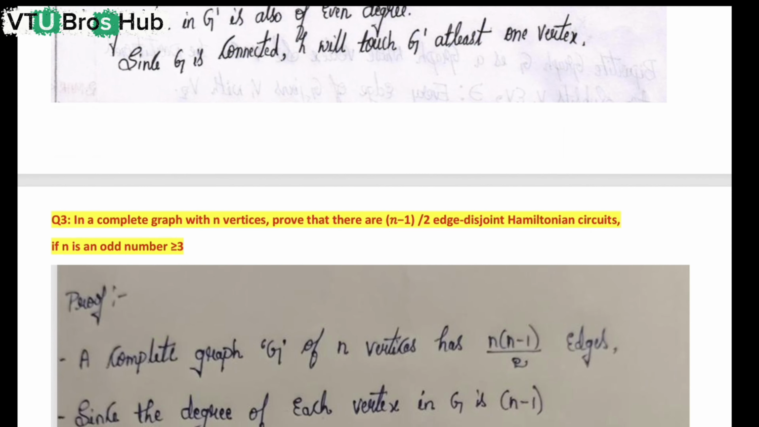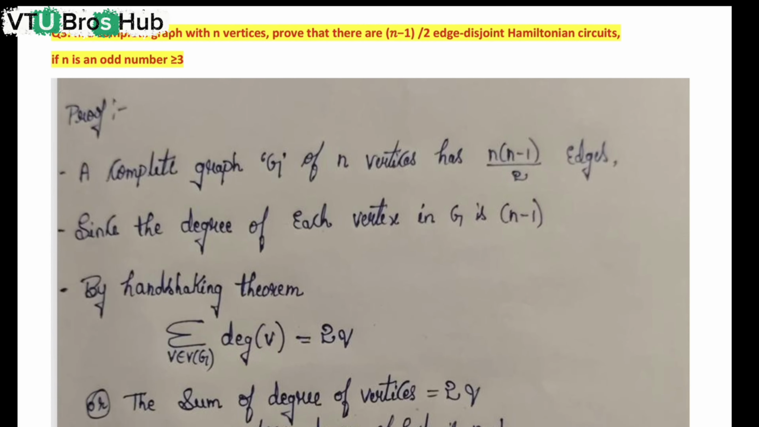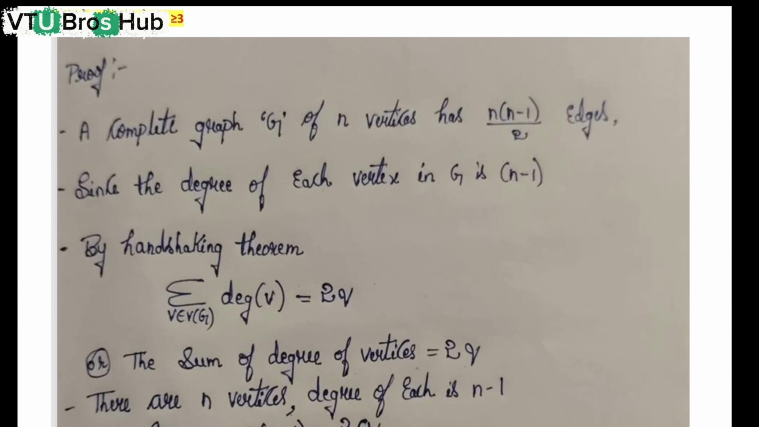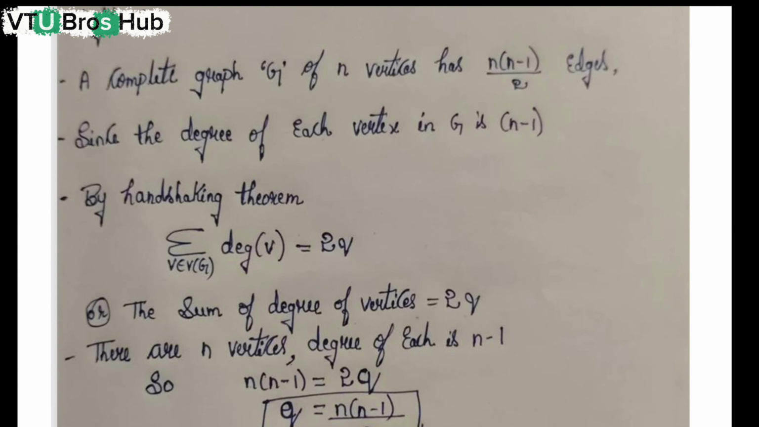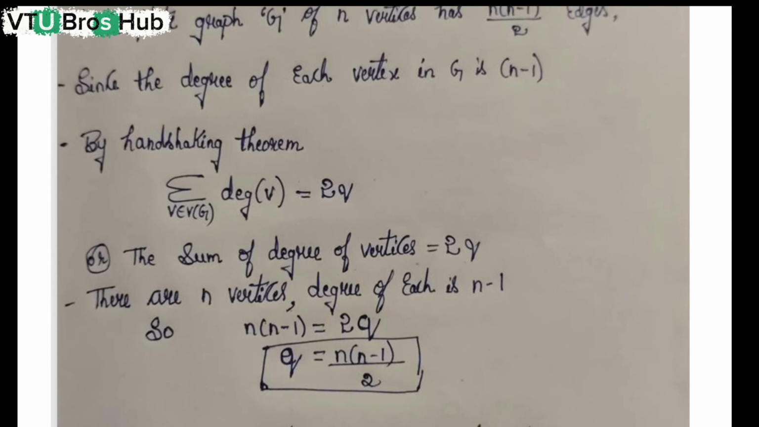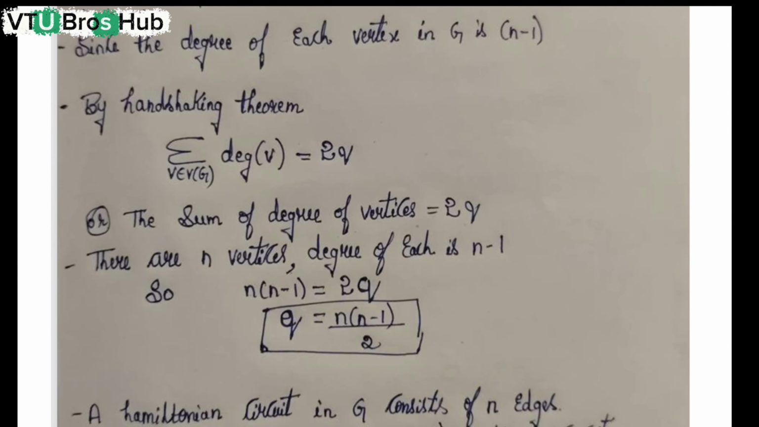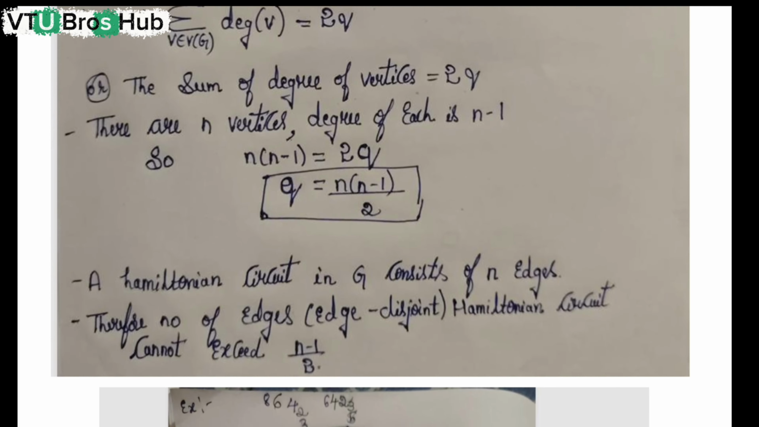Let's move to the next expected question. This one is from Hamiltonian circuits and complete graphs. Question: in a complete graph with n vertices, prove that there are (n-1)/2 edge-disjoint Hamiltonian circuits, if n is an odd number and greater than or equal to 3. First, what's a complete graph? A complete graph, called Kn, is a graph where every vertex is connected to every other vertex. In Kn, the total number of edges is maximum. And since it's fully connected, you can form Hamiltonian circuits easily. A Hamiltonian circuit is a cycle that visits every vertex once and returns to the starting vertex.